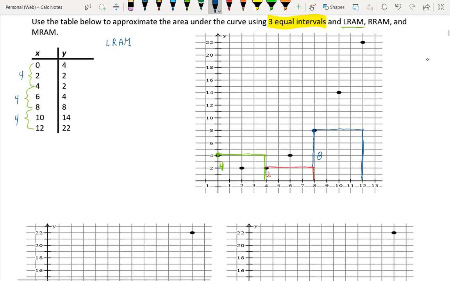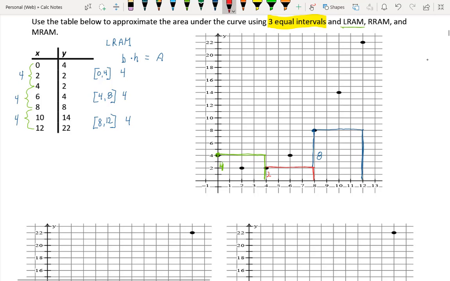Okay, so from 0 to 4, that's our first one. We have the base, and I'll just write it up here first. Base times height equals area. So the base is 4. And again, the second one went from 4 to 8, and the base is still 4 because these are 3 equal intervals. We saw that in the directions. The third one went from 8 to 12, so it also had a base of 4. All we need to do is figure out the different heights.